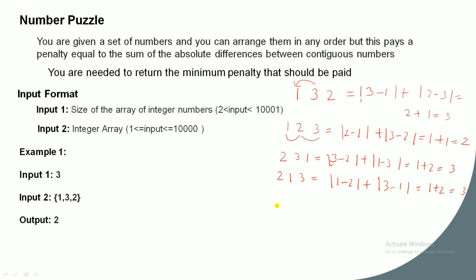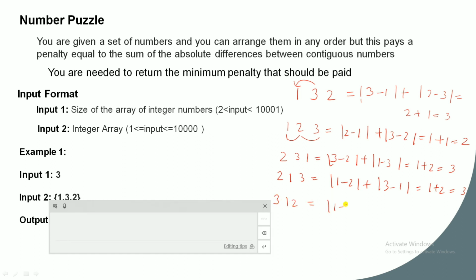Okay, again change the order. Now the order is 3, 1, 2, and this will be 3 minus 1 plus 2 minus 1, which equals 2 plus 1 equals 3. Again change the order. Now the order is 3, 2, 1, and this will be 3 minus 2 plus 2 minus 1. So this is 1 plus 1 equals 2.